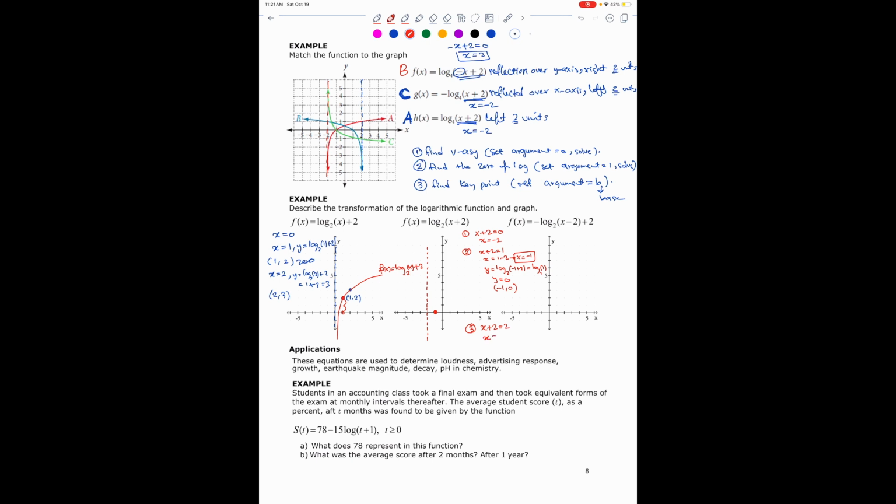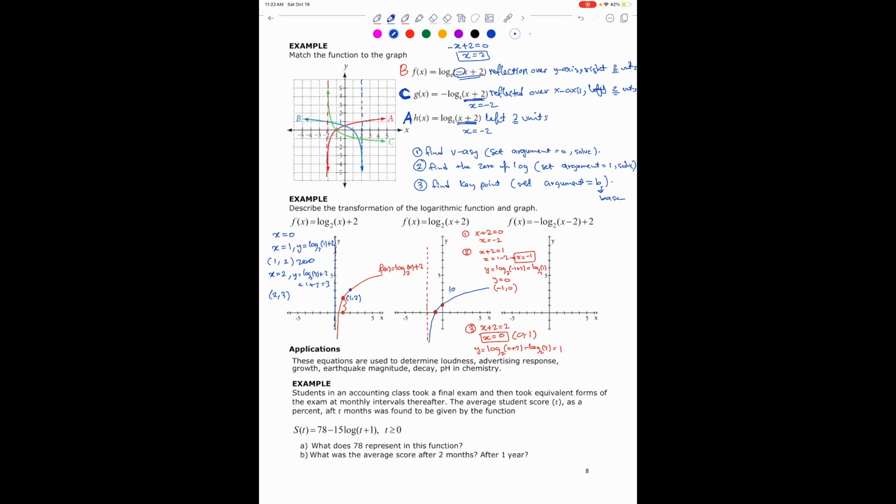That will lead to x equals 0. And when x is equal to 0, y will be equal to log base 2 of 0 plus 2, which is log base 2 of 2, that is equal to 1. So the new key point is when x is 0, y is equal to 1. So that is the key point right here. And the graph of that function is going to look something like this.